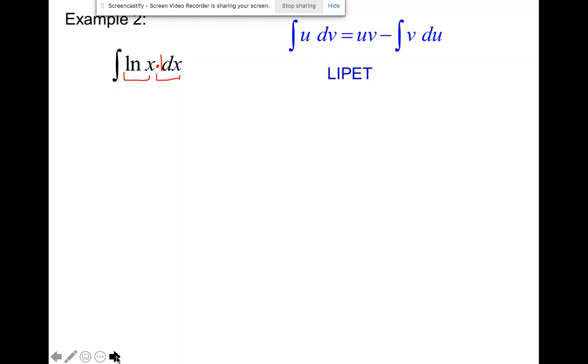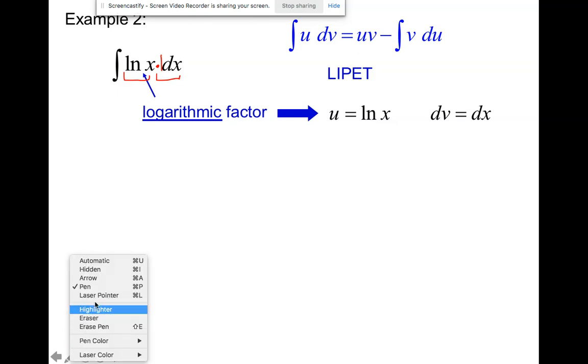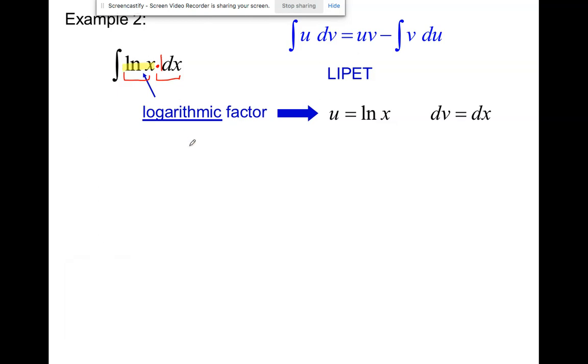Who's your u? Think about LIPID. Right? L for logarithmic factor. That's going to be my u. Look what my dv is then. The rest, right? You have to get out your highlighter, cover up ln x, that's your u. Everybody else is your dv.